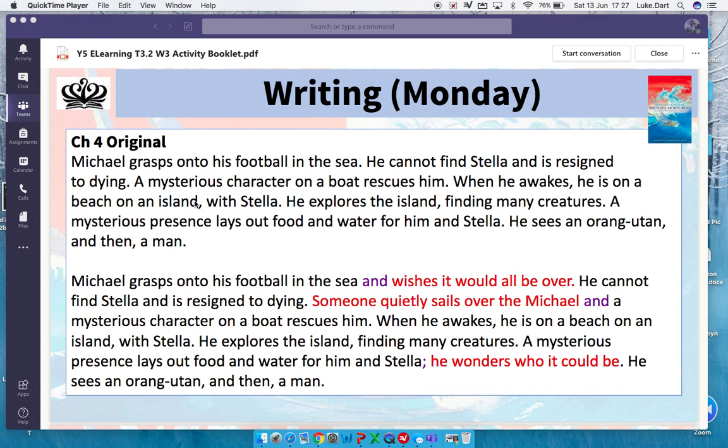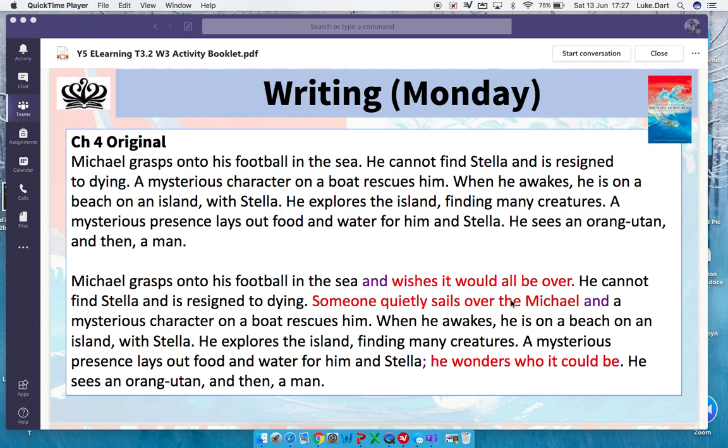So a mysterious character on a boat rescues him is an example of a simple sentence. A mysterious character on a boat rescues him. Second and third line down. What I've done before that sentence this time is I've added a bit more detail. Someone quietly sails over to Michael, and a mysterious character on a boat rescues him.